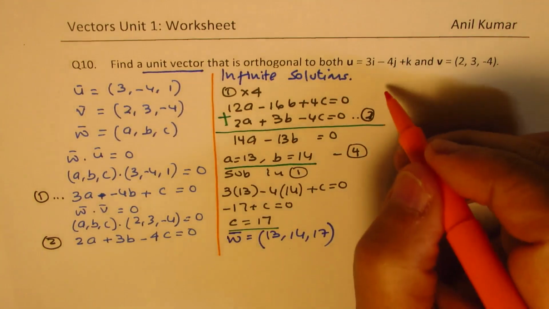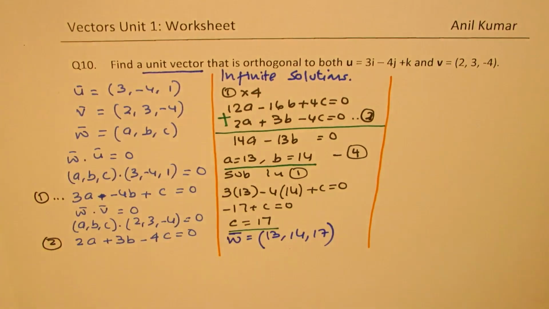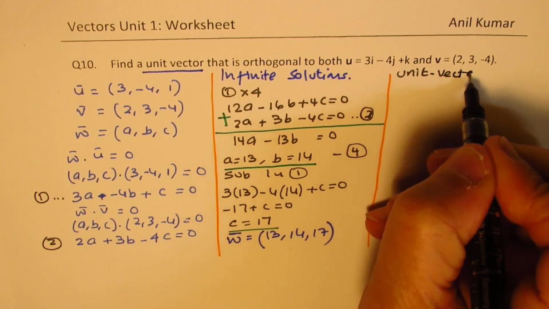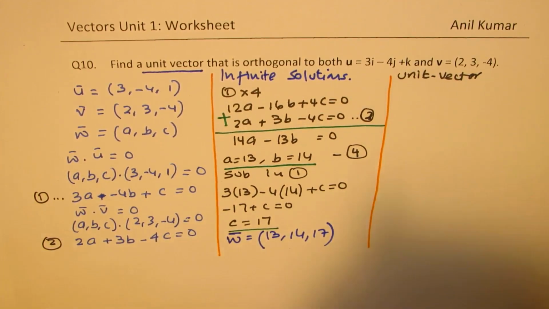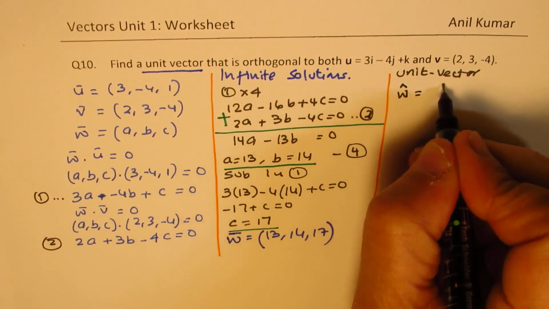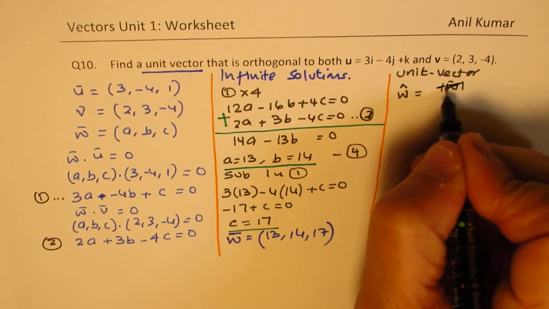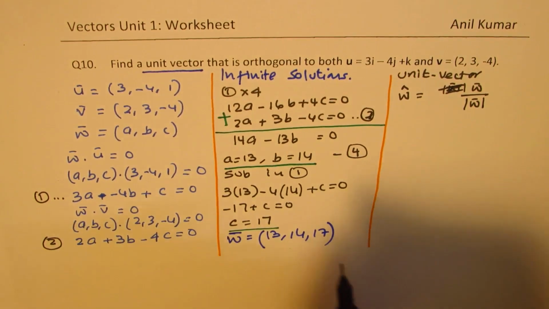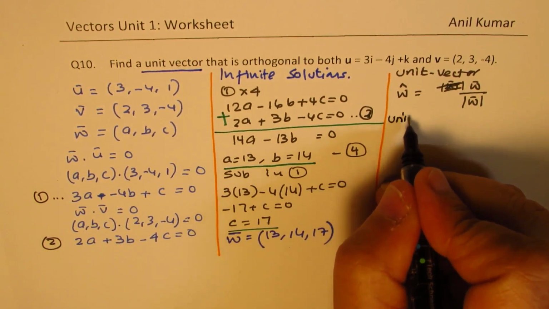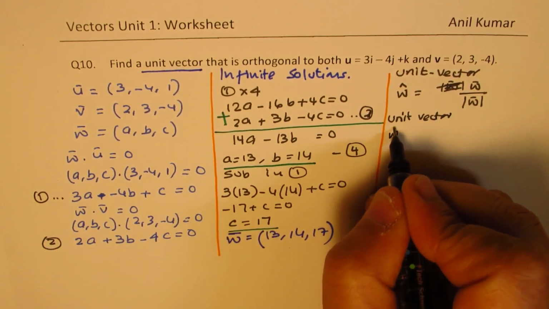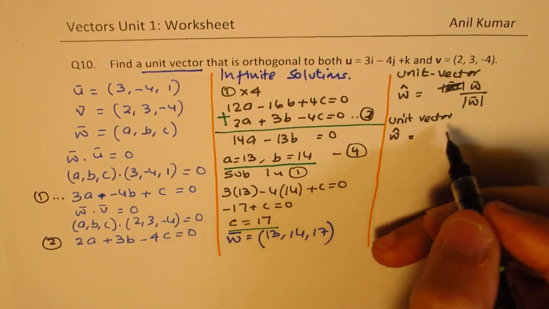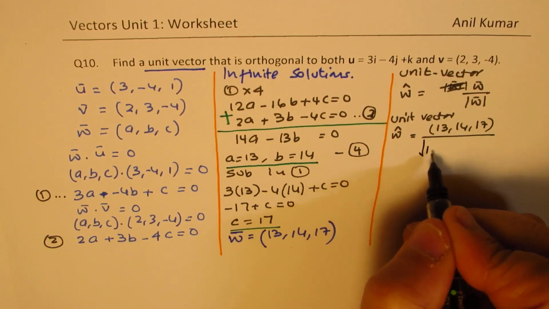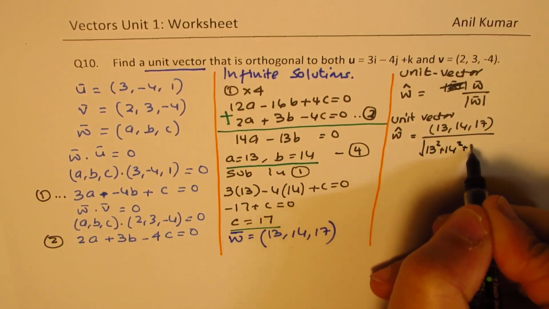Correct? Now that is the vector, not the unit vector. We need to now find the unit vector. How do we do so? A unit vector has a magnitude of 1. So the unit vector will be the vector itself over its magnitude. In our case, the unit vector, which we write as w cap, is the vector 13, 14, 17 divided by the square root of 13 squared plus 14 squared plus 17 squared.